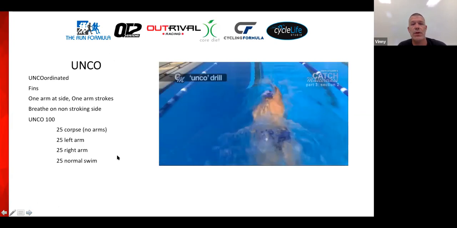And then last one is kind of the king of drills. And this, again, you probably need to make sure there's not too many people in the lane because it gets a little messy. It's called unco because you're going to get very, very uncoordinated. And by getting uncoordinated in the water, your body has to overcompensate for that by doing the right thing. So this really forces your body to do what it should be doing by taking away certain aspects of the stroke. Always use fins with this because it's super difficult.